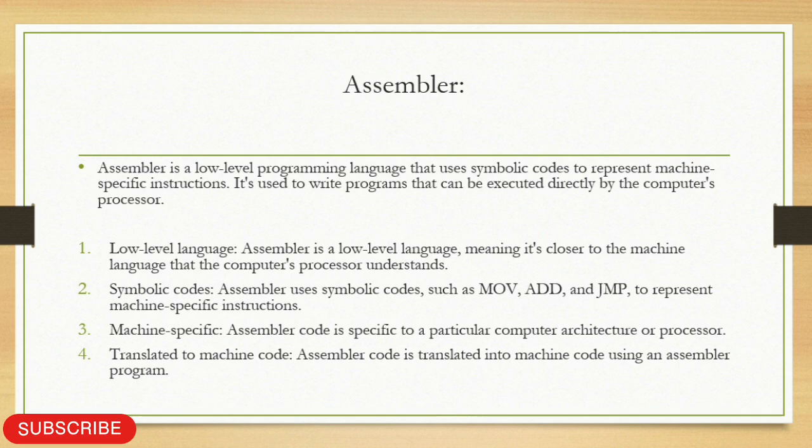There are different CPUs, and each CPU has a different combination of registers. Suppose I have a CPU A and you have a CPU B. CPU A has different registers and CPU B has different registers. So the program which we write for CPU A will maybe not be applicable on CPU B. That is what machine specific instruction means. So assembly language is a machine specific language. If we write a program in assembly language on machine A, we cannot use that same program on machine B. That's the difference. Next is translation to machine code. Assembler code is translated into machine code using an assembler program. That is the assembler.